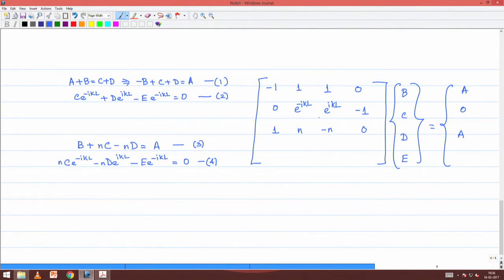I missed a minus, is it? Second row will be e power minus, oh, e power minus ik L, right. E to the power minus ik L with a minus sign, right. Okay. So, then 0, n e to the power minus ik L, minus n e to the power ik L, minus e to the power minus ik L, right, and on the right hand side we have a 0.